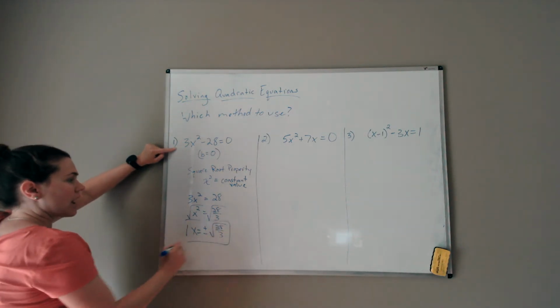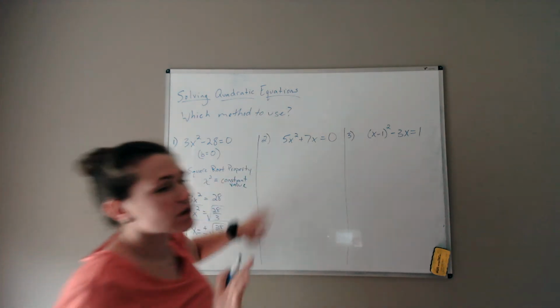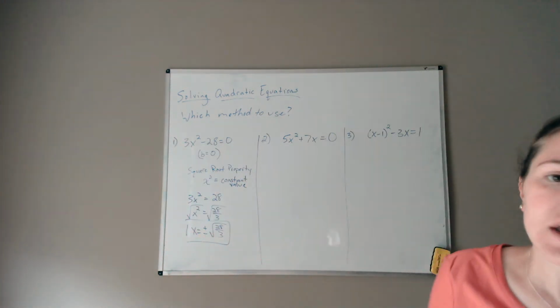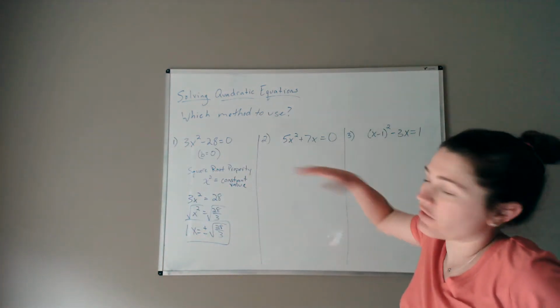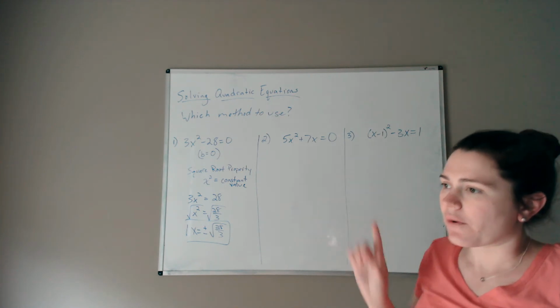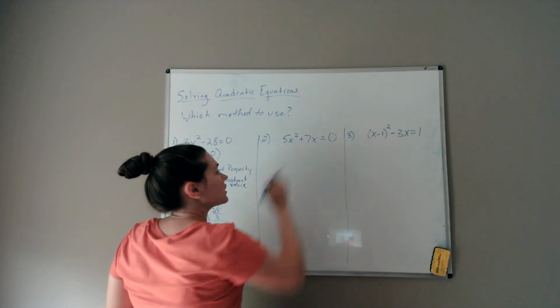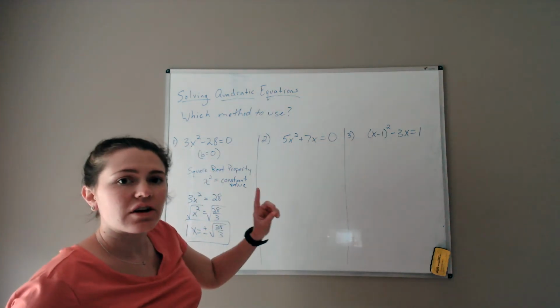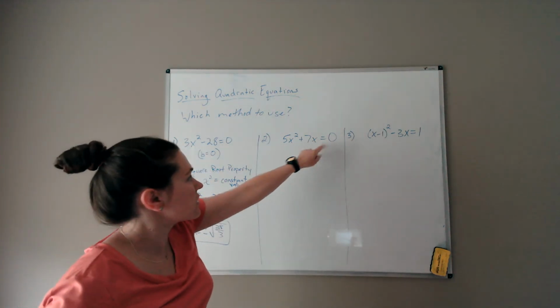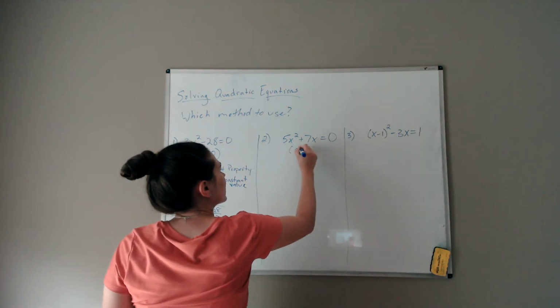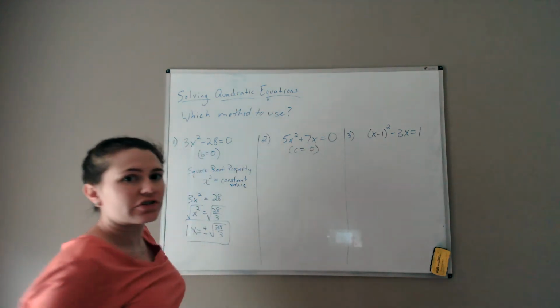Now, number 2 is kind of similar, in the aspect that there are 2 terms there. However, the 2 terms that you have are the quadratic term and the linear term. Notice this is in standard form of a quadratic equation. I've had it set equal to 0. This is when c equals 0.